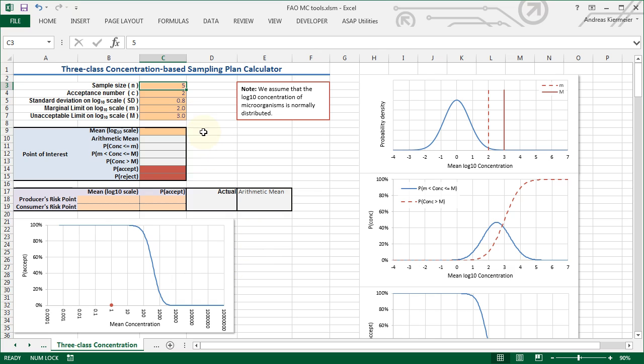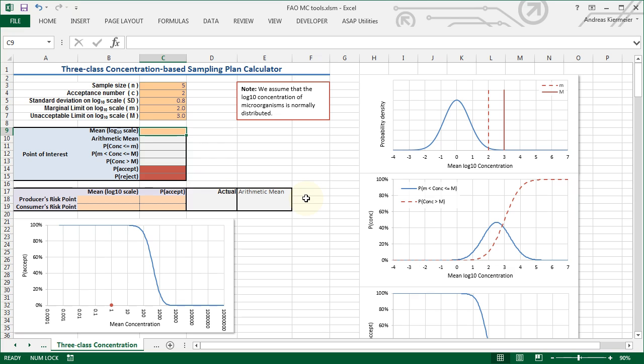There is also an area for a point of interest, which allows you to calculate the sampling plan's probability of acceptance and rejection for any mean log 10 concentration that you might be interested in. And we have a different video that shows you how to use this. There is also an area at the bottom here for specifying the consumer's and producer's risk points, and there are several additional graphs on the right that provide some further information.